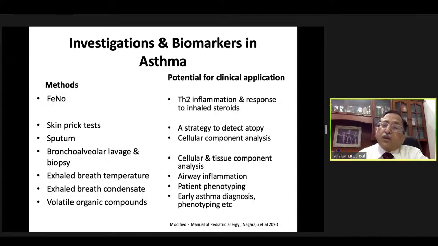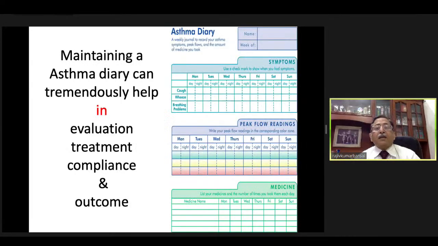The sputum can be utilized for cellular component analysis, or a bronchoalveolar lavage and a biopsy can be used for tissue component analysis. Exhaled breath temperature can be used to analyze the airway inflammation. Exhaled breath condensate can be used for patient phenotyping, and volatile organic compounds can be used for various types of asthma phenotypic diagnosis.